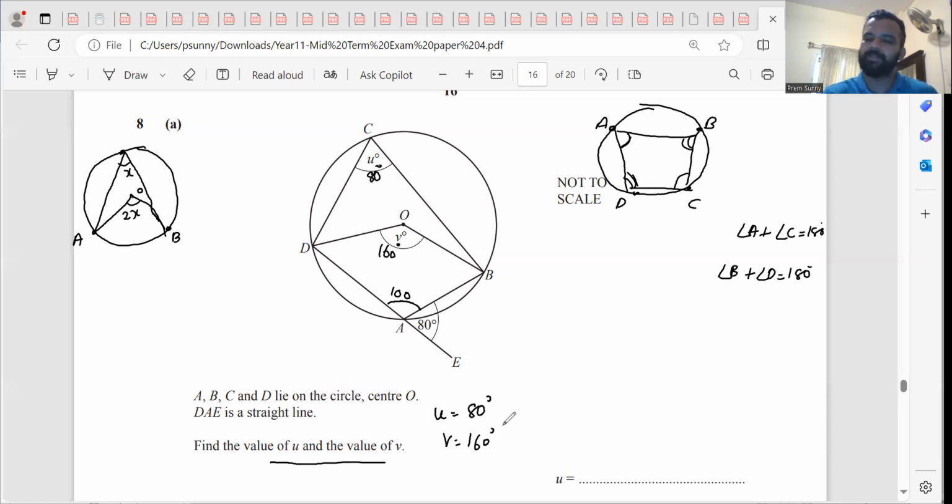This is a 2-mark question. If you have got U correct, you will get 1 mark. If you got V, another 1 mark. Both correct, you will get 2 marks.